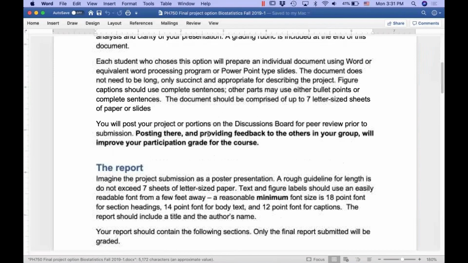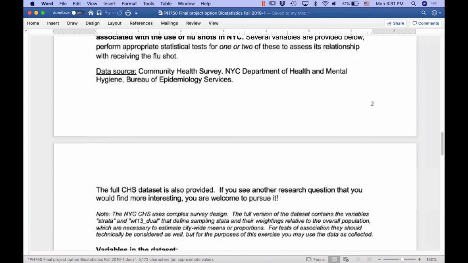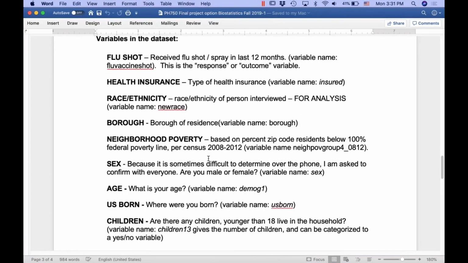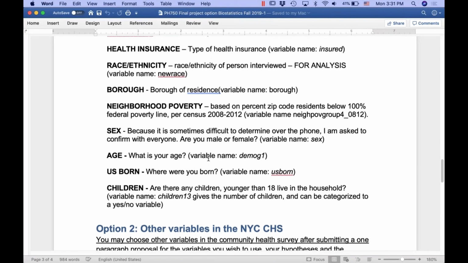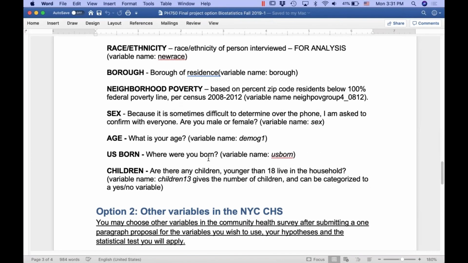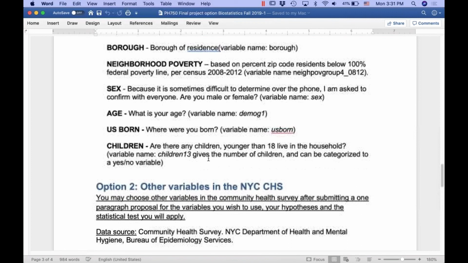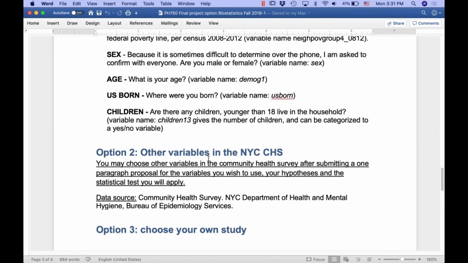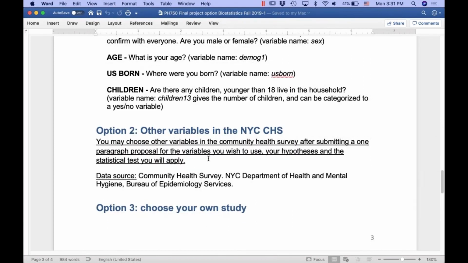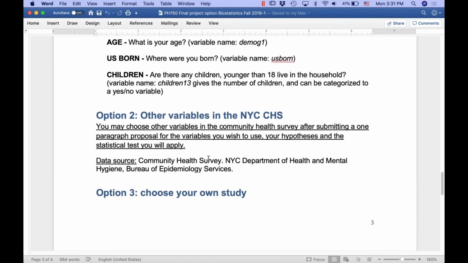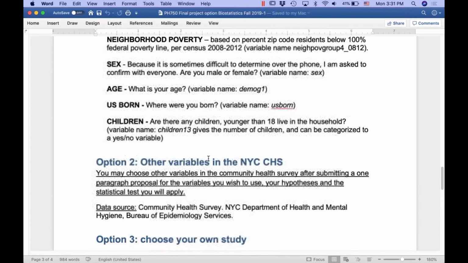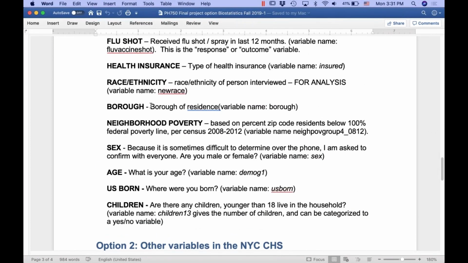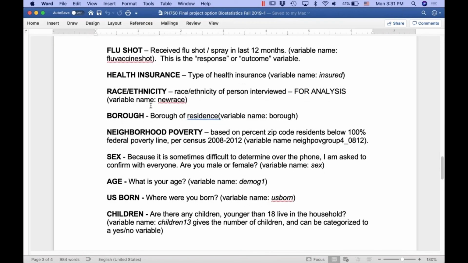I think in here I have, do I have it? There you go. These are the variables in that data set: flu shot, health insurance, race and ethnicity, borough, neighborhood, the rate of poverty in the neighborhood where they're located, their gender, their age, their nativity, whether or not they're U.S. born, and if they have children in the household, and so on and so forth. And you can look at this and see which of these you want. It doesn't have to be all these variables. It could be only a couple of them.